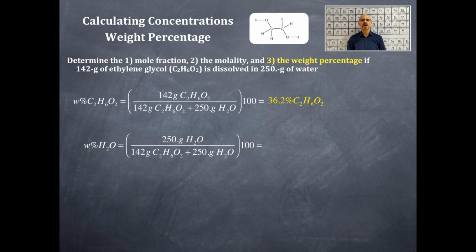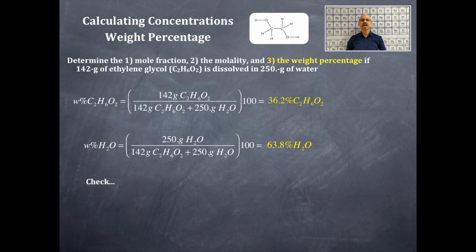Now we're going to get the weight percentage of the water, and that's 250 grams of water divided by the 142 grams of ethylene glycol plus the 250 grams of water. We're going to multiply this by 100 because we are looking for a percentage. And this is 63.8% water. Again, we know that the water is the solvent that's in the larger quantity. Therefore, the percentage of the water must be greater than 50%, or greater than the ethylene glycol, in other words, which of course it is.